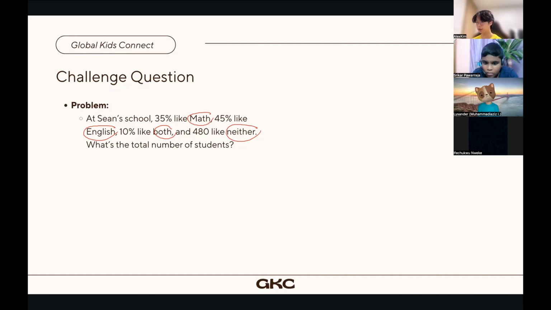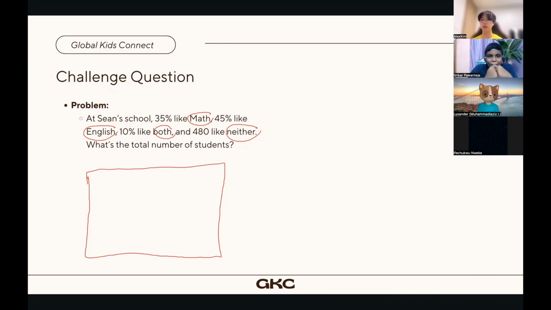So what this is, we have a box here. Let's say this represents all the students within Sean's school. And then we have one circle that represents the students that enjoy math. And then we have another circle that overlaps a bit with the first circle, which represents the population of students that enjoy English.